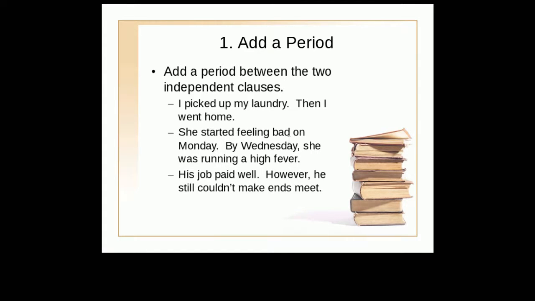She started feeling bad on Monday, period. By Wednesday, comma, she was running a high fever. These are two separate sentences. This one is a little more sophisticated, so it's less simple than these, but it's still a little bit choppy. His job paid well, period. However, he still couldn't make ends meet. If you have a however, a lot of people think you can just put a comma in front and after the however. It does not work that way. You need to have a period, and then you need to have a new sentence, however, comma, he still couldn't make ends meet.